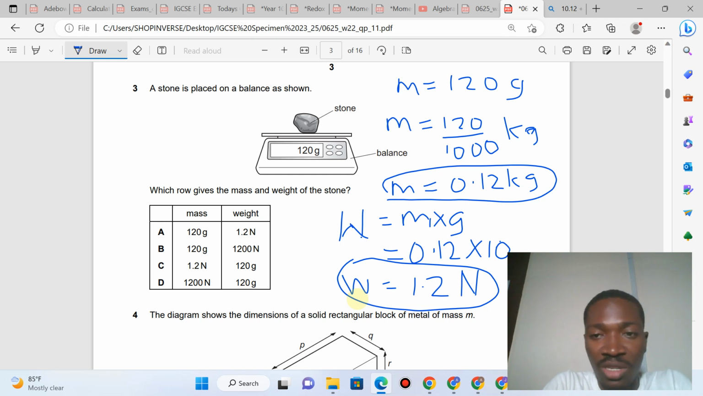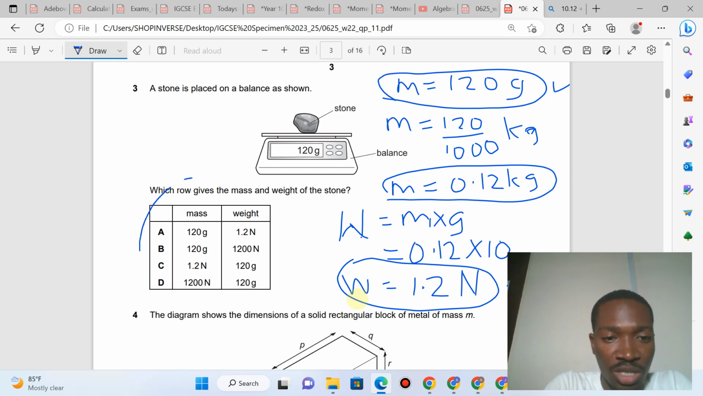Actually, we don't even need the mass in kilogram. Let's leave our mass in grams. Our mass is 120 grams, and our weight is 1.2 Newton. The reason why I'm using our mass in grams is because all the options here put the mass in grams. So our mass is 120 gram, weight is 1.2 Newton, which is option A. Option A is the correct answer.